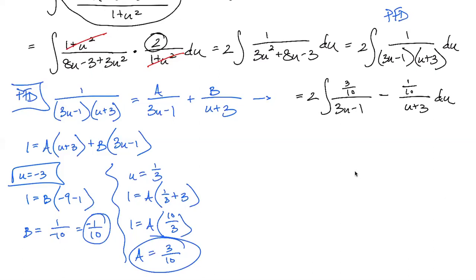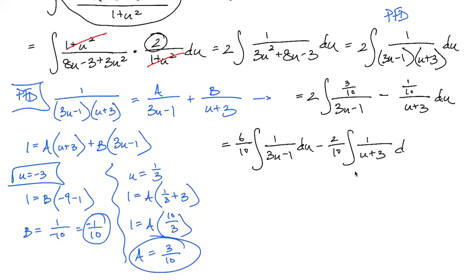Let's split that into two integrals and pull all the constants out to the front. So I have a new coefficient of 6/10 for the first one, the integral of 1 over 3u minus 1, minus 2/10 the integral of 1 over u plus 3 du. Okay.